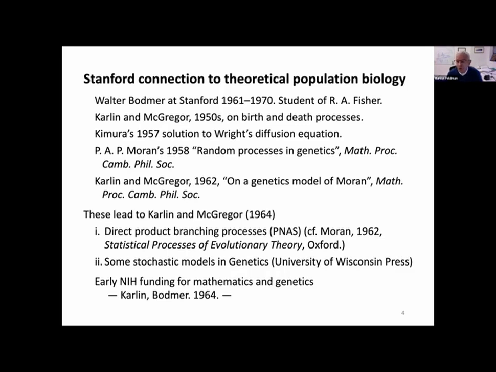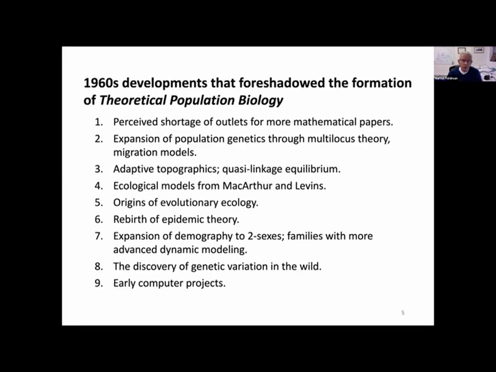And I think Theoretical Population Biology as a journal was responsible for the incorporation of theory into mainstream evolutionary theory. There weren't, as I said, enough outlets for the more mathematical papers. At that time, Theoretical Population Biology was responsible for the expansion of the theory through multiple locus theory, assessment of adaptive topographies, what that meant, and quasi-linkage equilibrium was being touted as a way to rescue adaptive topographies.